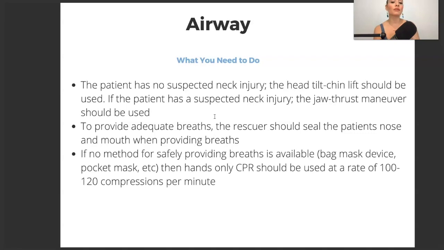If no method for safely providing breaths is available, so you don't have a bag mask, you don't have a pocket mask, you don't have that one-way valve that lifeguards have, then hands-only CPR should be used at a rate of 100 to 120 compressions per minute. I don't remember if this was on the test.